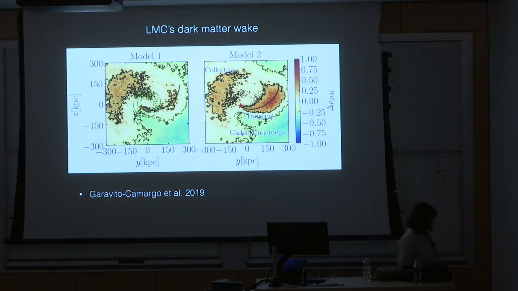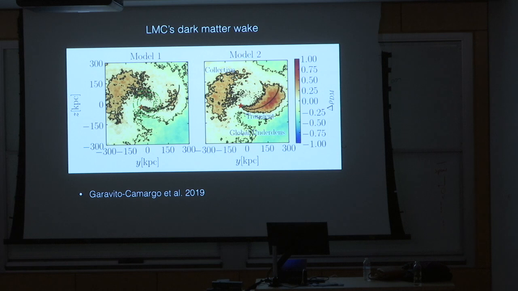So another very exciting thing that's received quite a bit of attention this year is an old idea that has been reincarnated. The old idea is that if you have a dwarf galaxy moving through the dark matter halo of a large galaxy, it's going to leave a wake in its trail, just like when a ship is moving through the ocean, you see a wake in its trail.